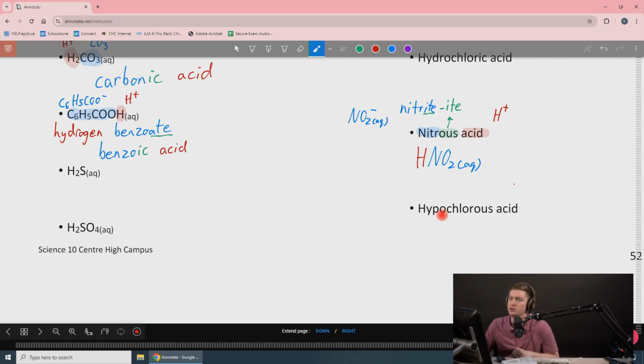Don't get confused when you see hypo instead of hydro. This is not the same thing. This is not hydrochlorous acid. This is hypochlorous acid. And so this is actually all part of our root for our name, hypochlor. We have that us ending, which means what we're looking for in our table of polyatomic ions is going to be hypochlorite.